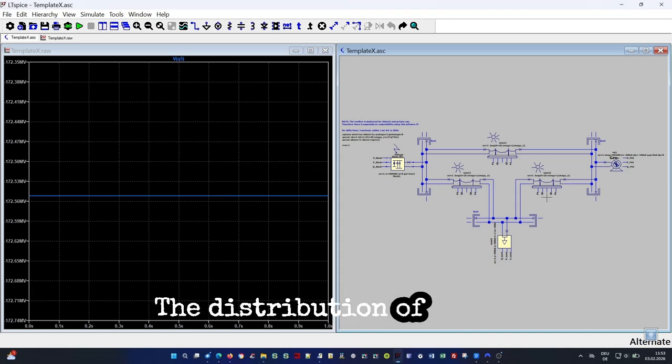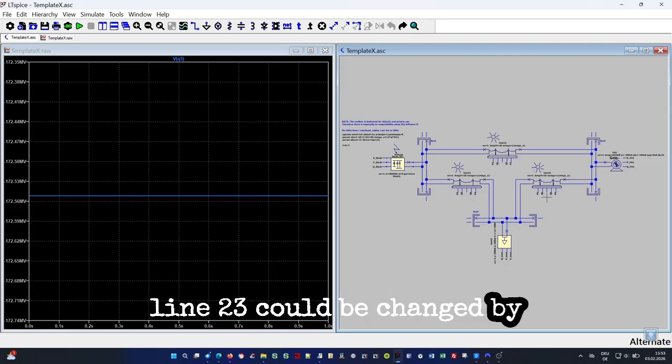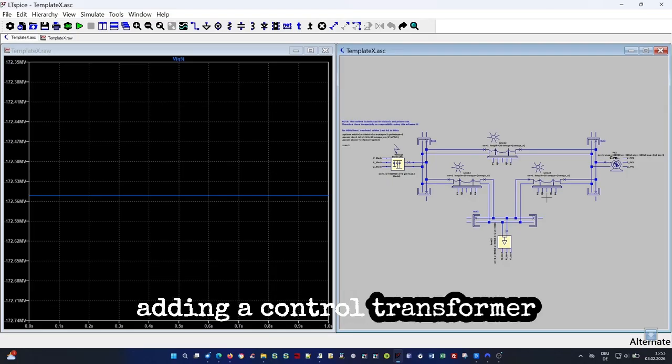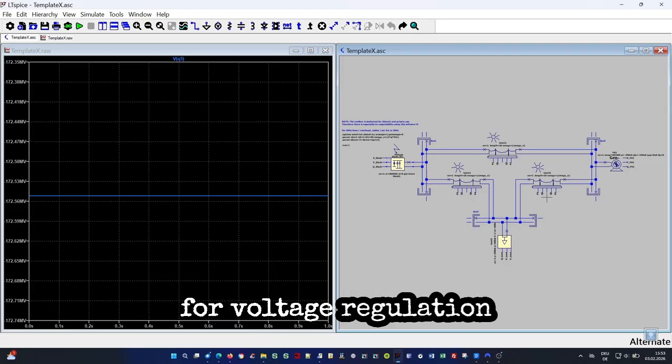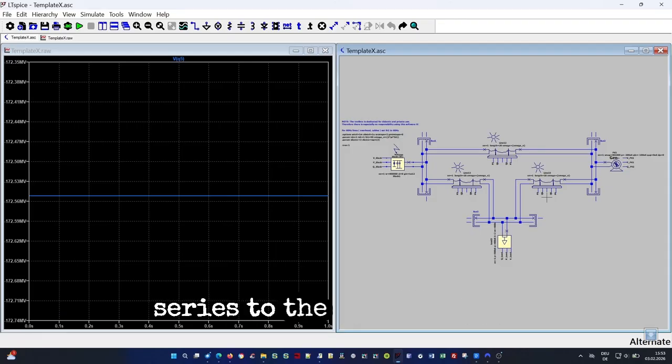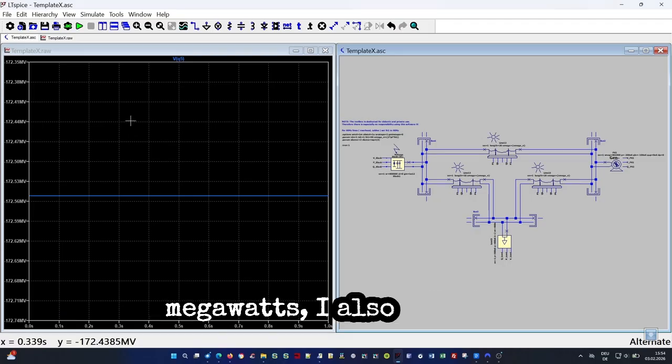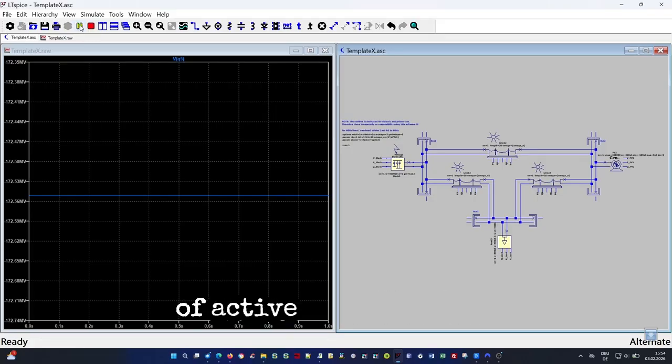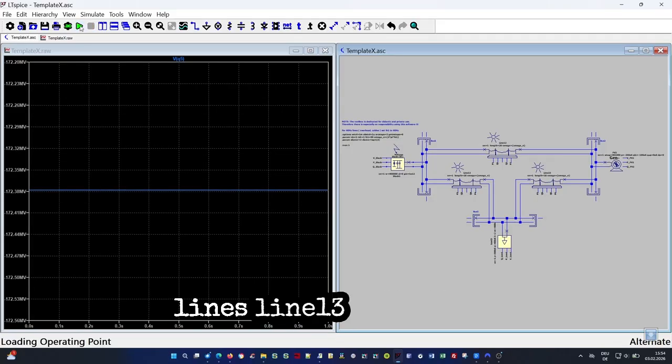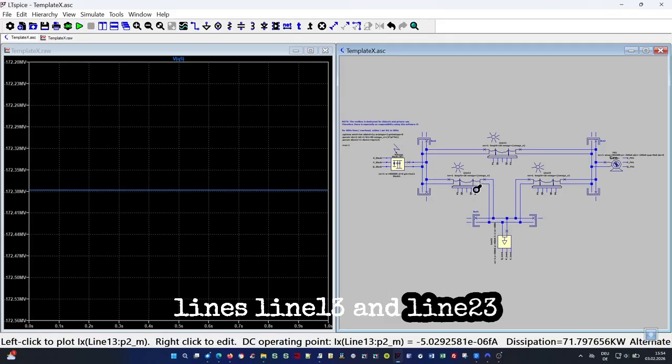The distribution of active and reactive power between the two lines, line 13 and line 23, could be changed by adding a control transformer for voltage regulation and phase regulation in series to the above line 12. If I increase the active power feed of the PV element from 200 megawatts to 250 megawatts, I also achieve a better distribution of active power between line 13 and line 23.